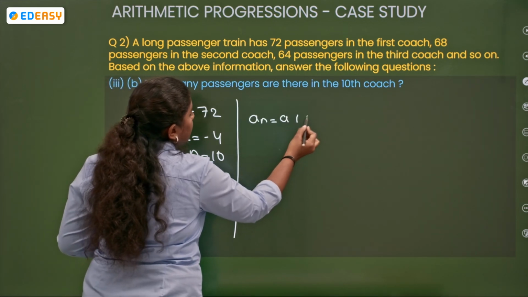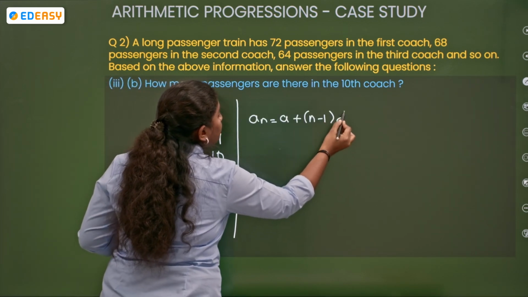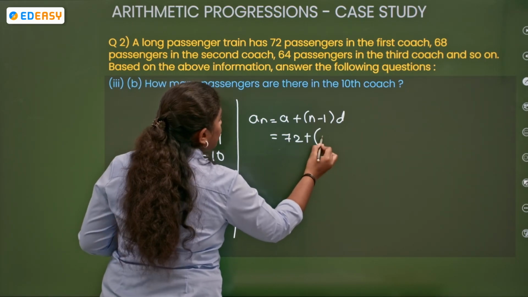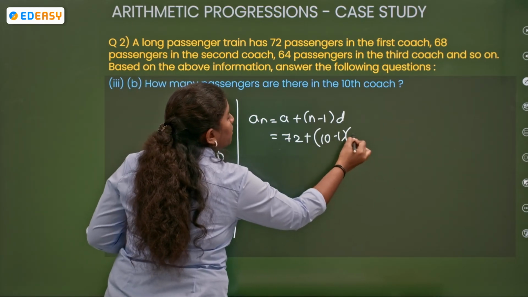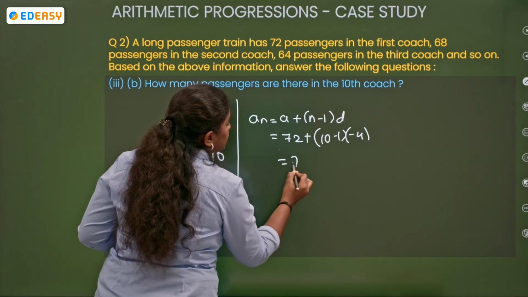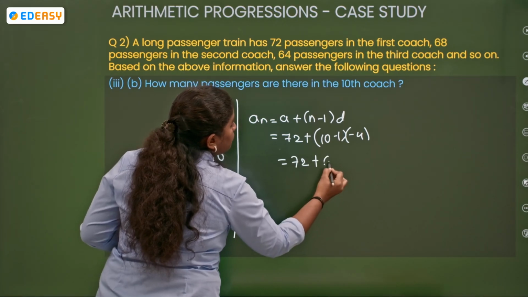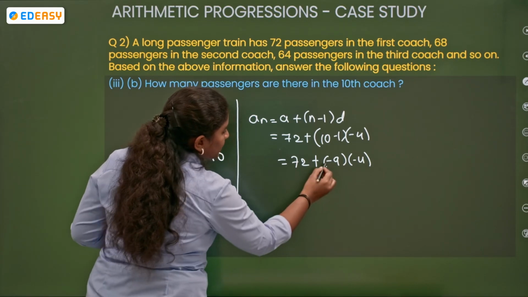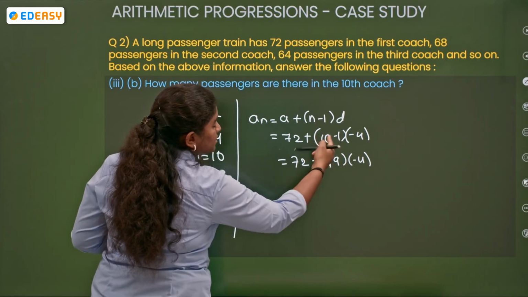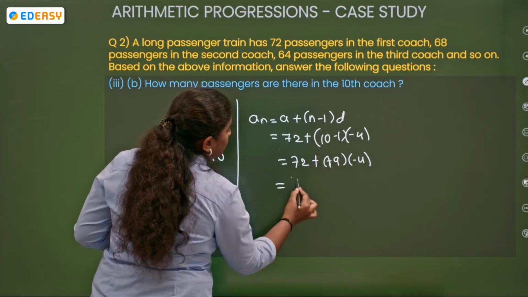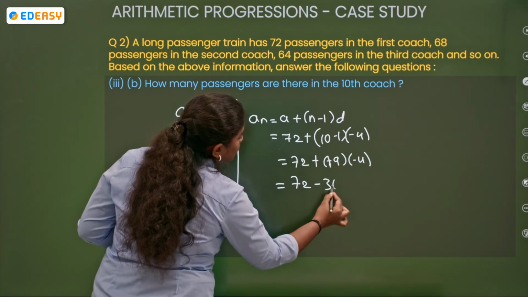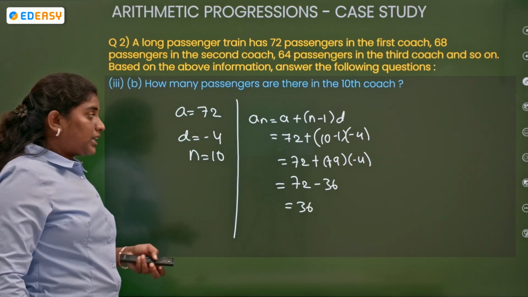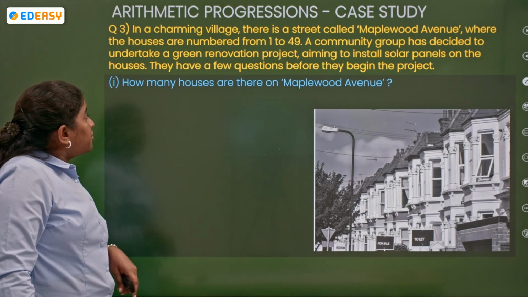An is a plus of n minus 1 into d. So a is 72 plus of n minus 1, 10 minus 1 into minus 4. That is nothing but 72 plus of minus 9 into minus 4. So it is minus 9 or plus 9? Plus 9 only, because 10 minus 1. So now 72 minus 36, which is nothing but your 36. Clear? Yes. Now moving to the third one.